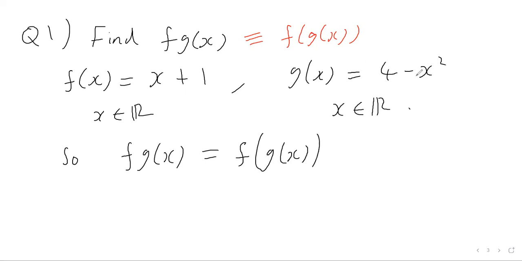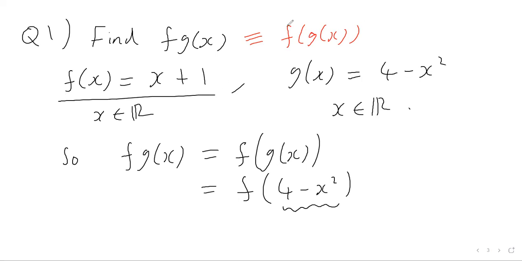Now g of x is 4 minus x squared, so let's plug that in, just by substituting. We're going to plug 4 minus x squared into our f function. Every time we see an x, we're going to swap it with this 4 minus x squared, because we're substituting this expression into the function.